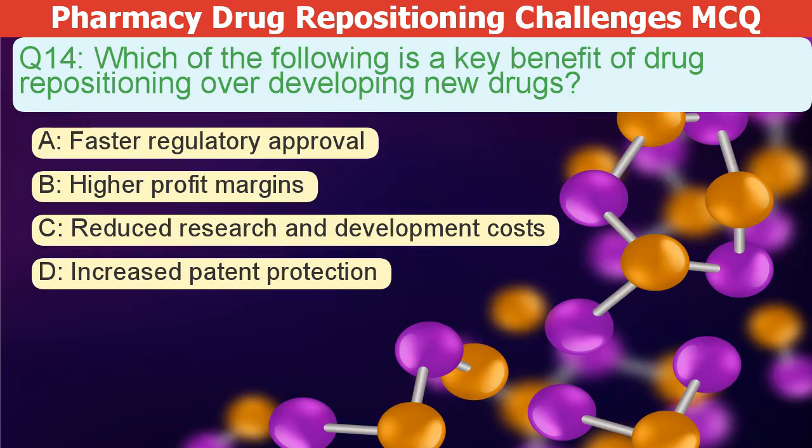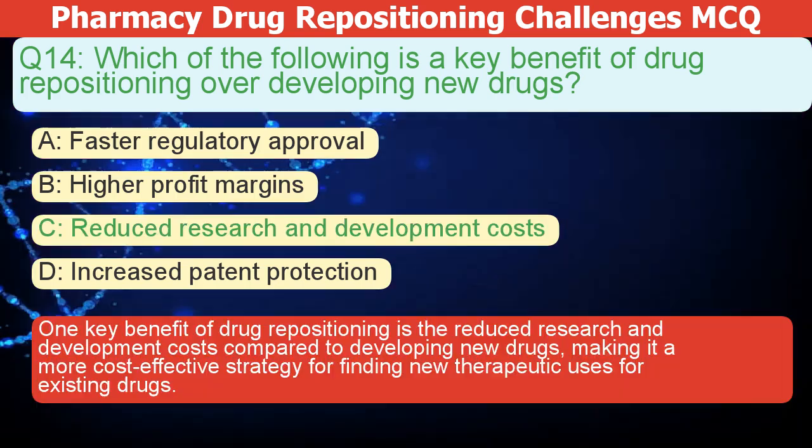Which of the following is a key benefit of drug repositioning over developing new drugs? A. Faster regulatory approval. B. Higher profit margins. C. Reduced research and development costs. D. Increased patent protection. The correct answer is C. One key benefit of drug repositioning is the reduced research and development costs compared to developing new drugs, making it a more cost-effective strategy for finding new therapeutic uses for existing drugs.